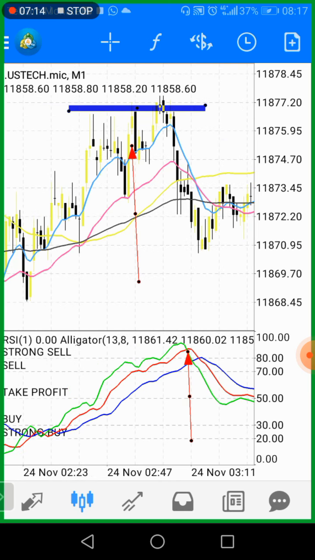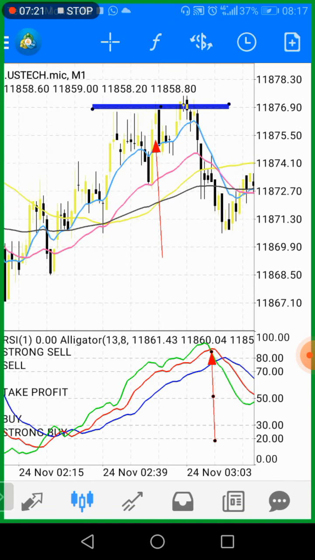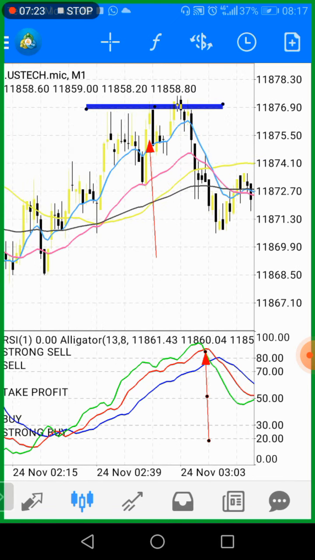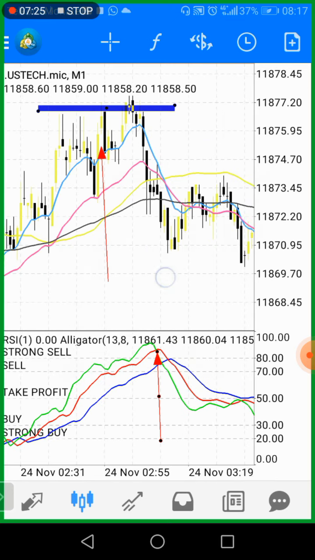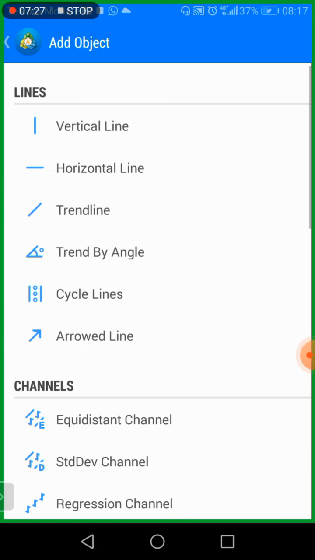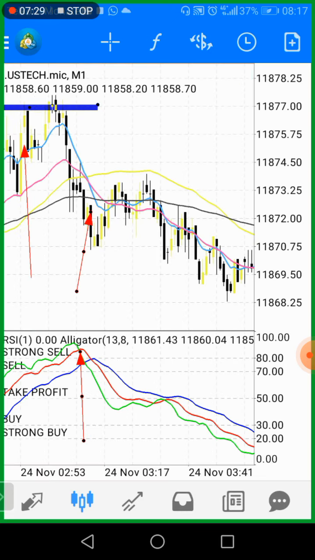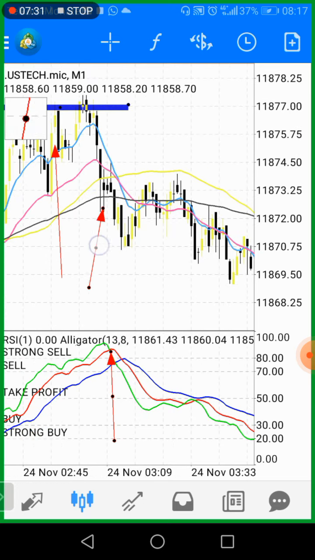I normally take one entry when I see a double top or a triple top, and I take another entry when the lines are crossing. When the lines are crossing, I take my second entry. It means I start to scale in. You can see when the yellow line is crossing the blue and the pink, it confirms our direction is going down. And what can you see here?